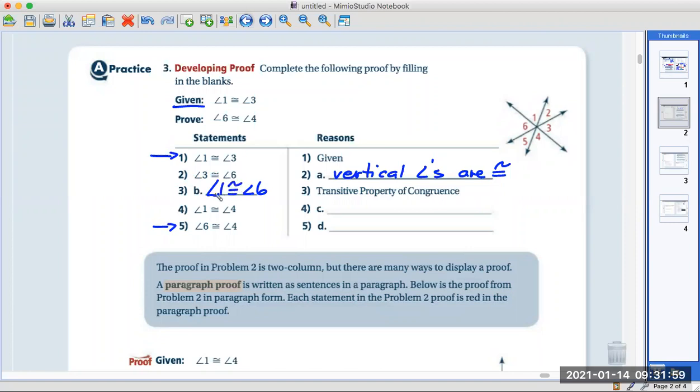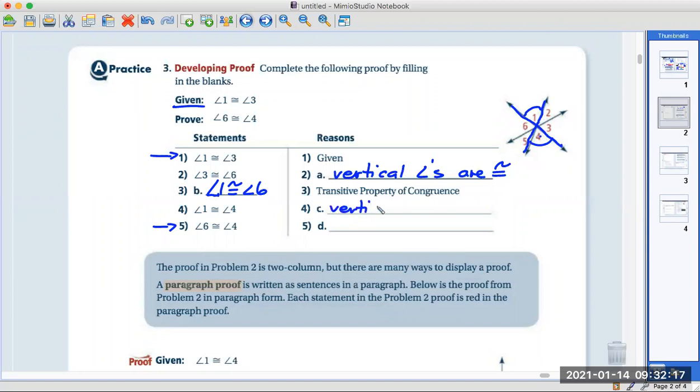All right, so we got that. And now what does it say? 1 and 4 are congruent. Why is that? Oh, look at that. 1 and 4 are also vertical angles. They're the ones that are opposite when two lines cross.